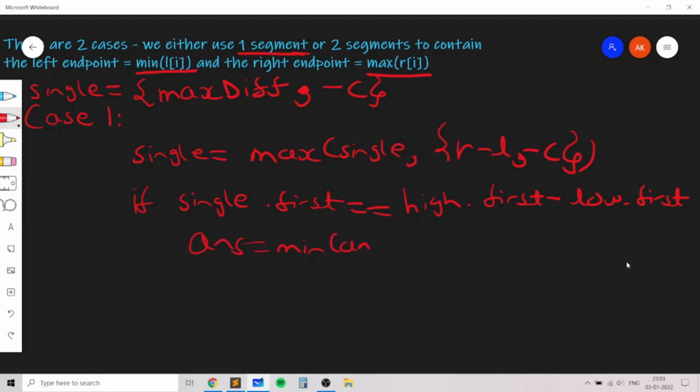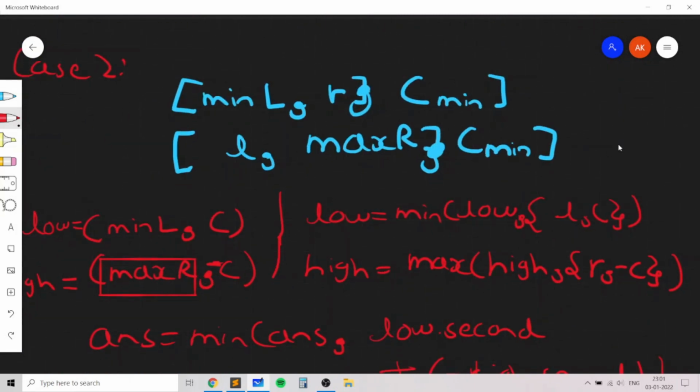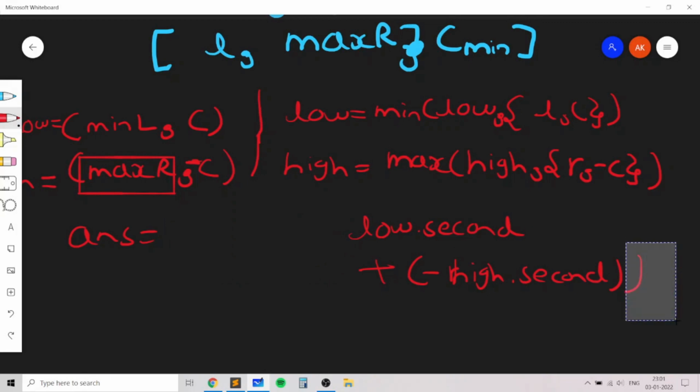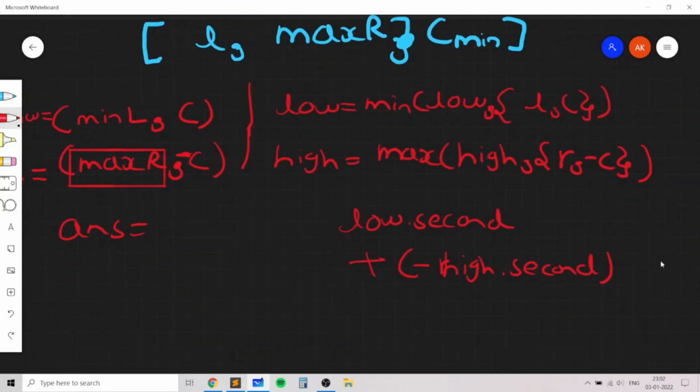be the minimum of answer and the cost for that interval, which is given by negative of single.second. So we know that a negative single.second gives us the minimum cost, and single is the single interval which contains the minimum left endpoint and the maximum right endpoint. That's why we perform this operation, and we will initialize answer with low.second minus high.second, because we know that low.second gives us the minimum cost for an interval which contains the left endpoint, and high.second gives us the minimum cost for an interval which contains the right endpoint.